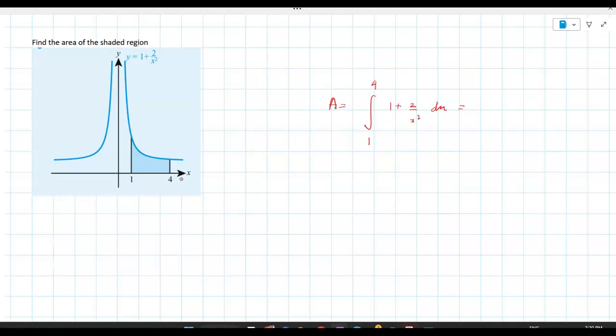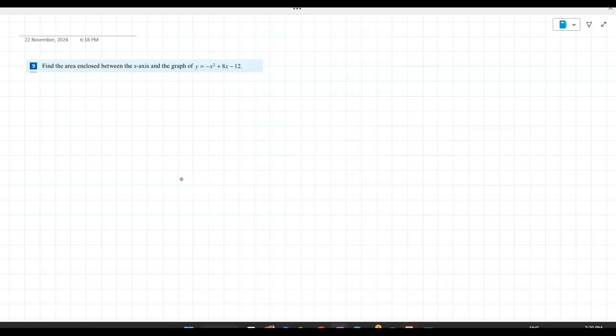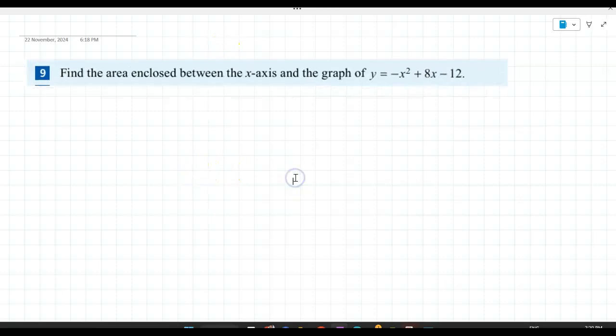But that's one manual typing. I'm just going to do graph. You understood this? Quickly, find the area enclosed between the x-axis and the graph.